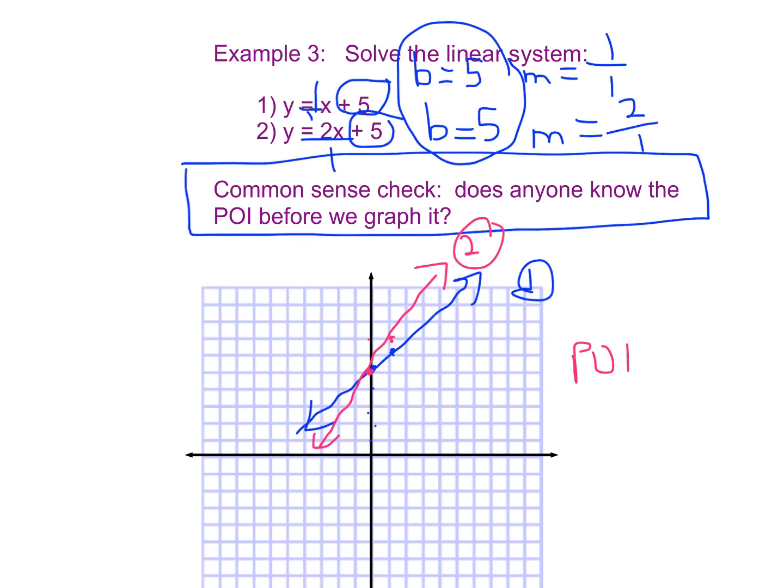So that was easy. We didn't even need to graph that one. If we caught that at the very beginning, we could have just said, hey, wait a minute, they share the same point. That must be where they intersect.